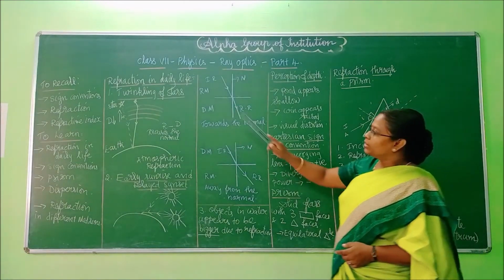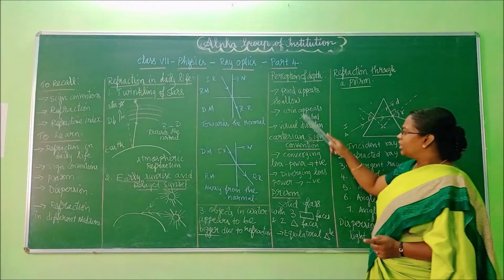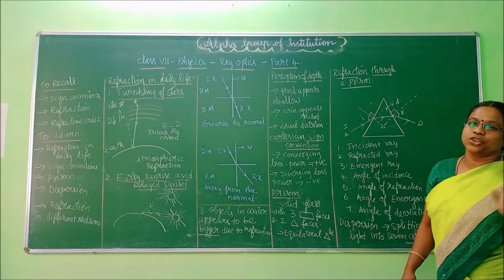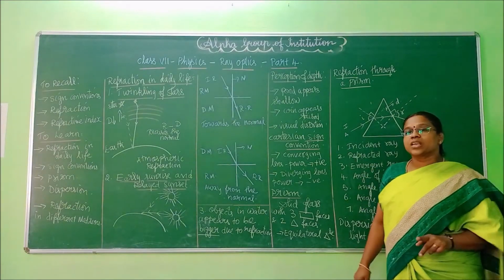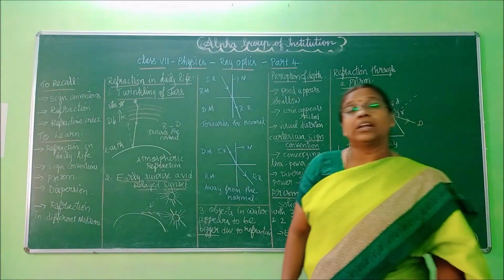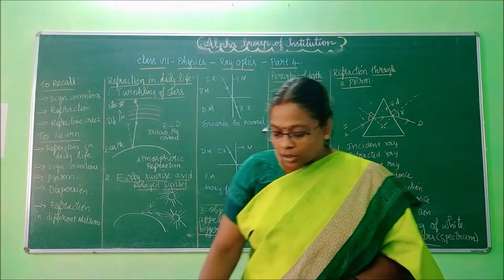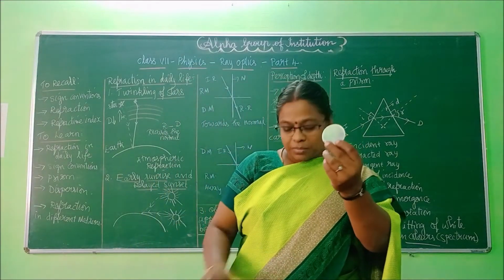So these two are due to atmospheric refraction. These three are normally due to refraction. Now, in your previous class, I told you that I will show you what are concave mirrors and what are convex mirrors. Now I am going to show you, children. Now I have a mirror in my hand.